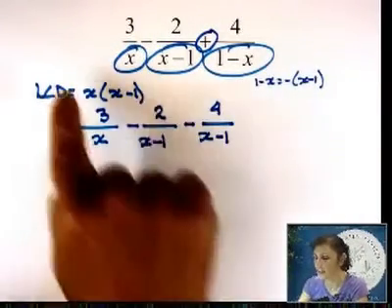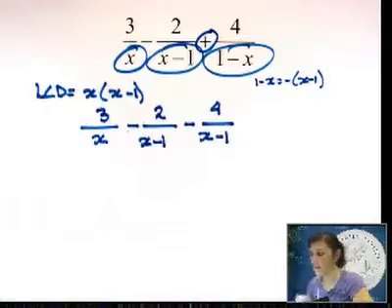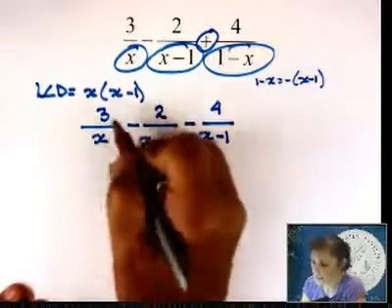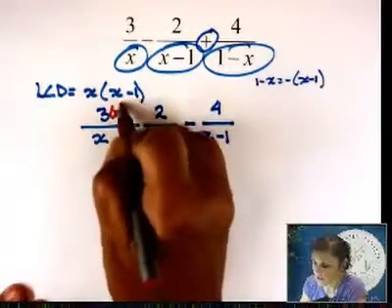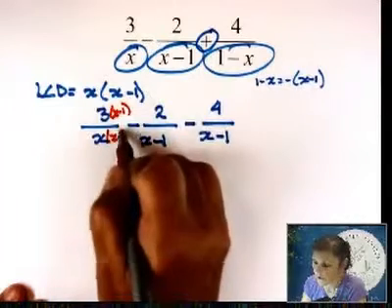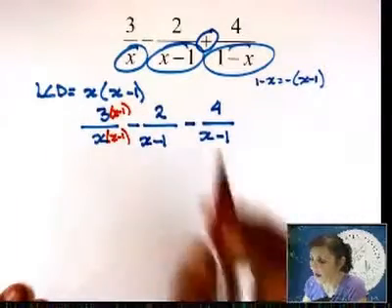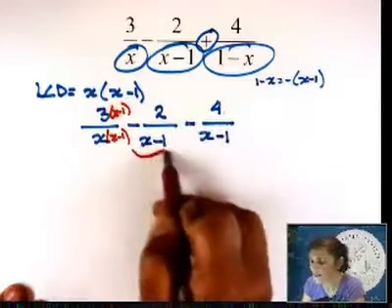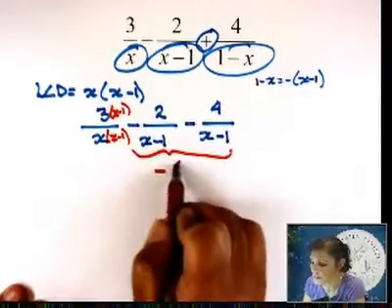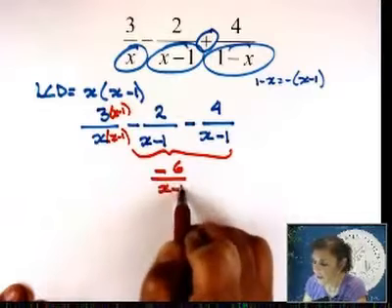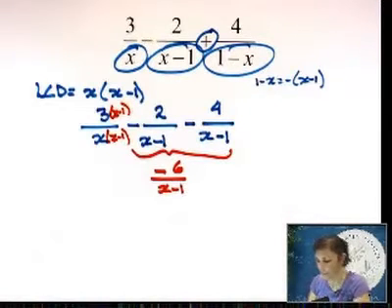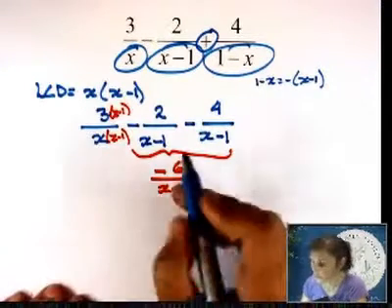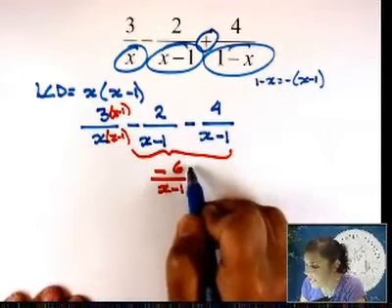Now I do this LCD business. So what am I missing? I'm missing an x minus 1 here. I have a negative 2, negative 4, so I can actually add this up, and I get negative 6 over x minus 1. And that one actually is missing a what? It's missing an x.